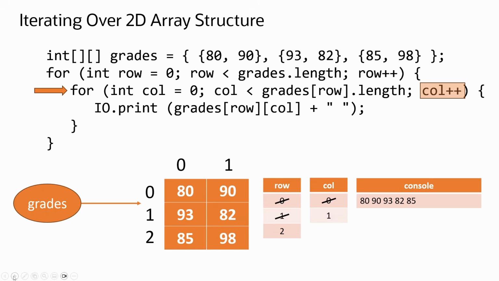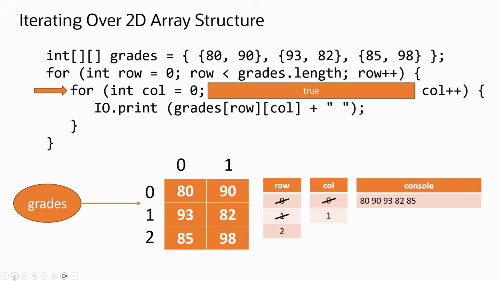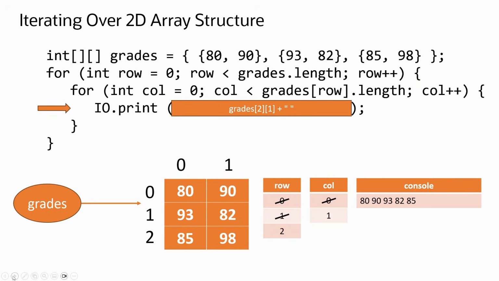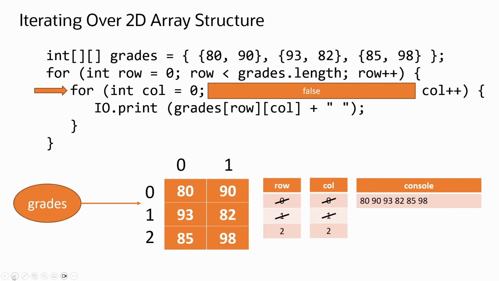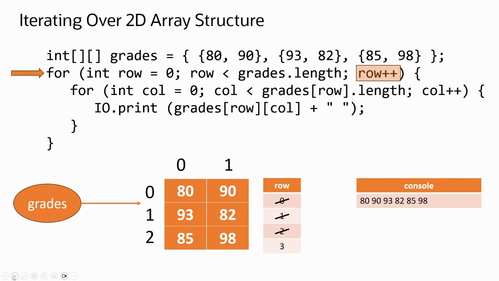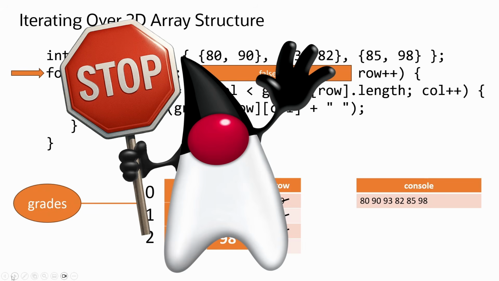Then col plus plus, it's going to go to 1. Is 1 less than 2? It is, and so that's true, and we're going to get grades at 2, 1, which is 98. Then it's going to go to 2. 2 is not less than 2, so that's going to be false. Col is going to cease to exist. Row is going to increment to 3, and now we have that this is false, and our loop iteration is going to stop.